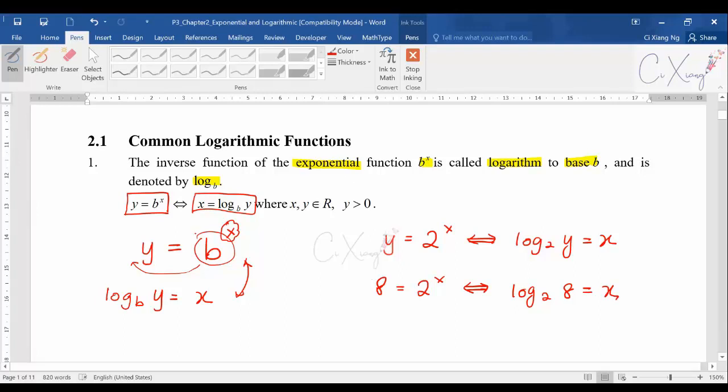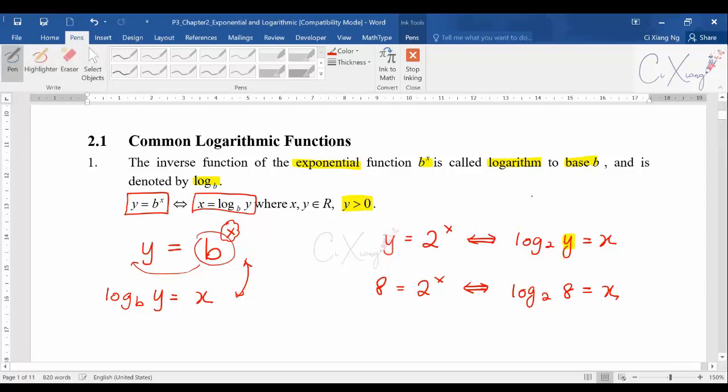Alright, so you need to know how to change the exponential function to the log function. That's the very first part that you need to know. And after that, if you look at the domain here, please take note of this domain. y must be greater than 0. So that means the value y here, all the values inside the log function must always be positive.